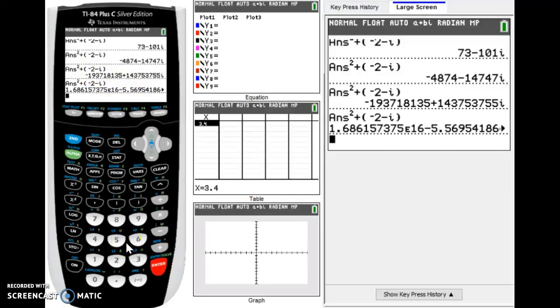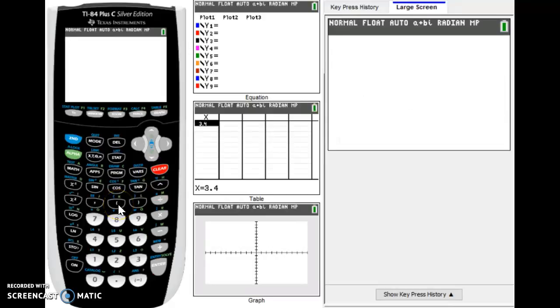Let's try something that is inside the Mandelbrot set, or that stands a better chance of being in the set, by choosing something with fractions in it. So let's try something like 1/4 minus 4/7i, squared. And then 1/4 minus 4/7i. Now this would be a tough one to do by hand, but for our calculator it's no problem.